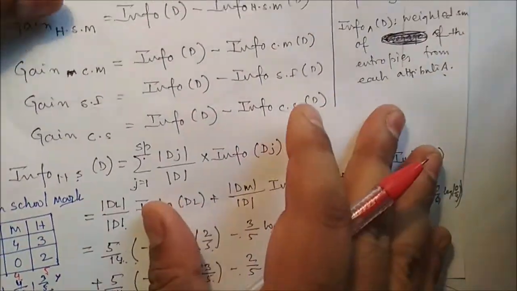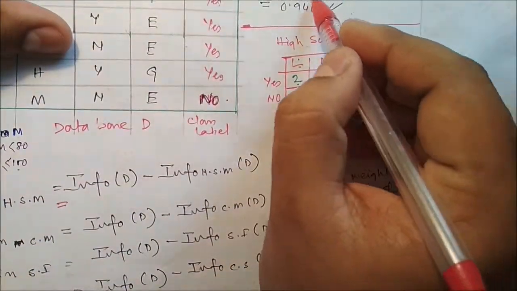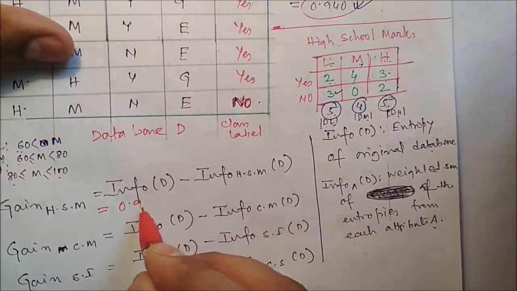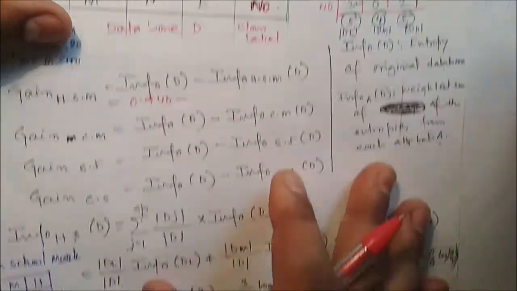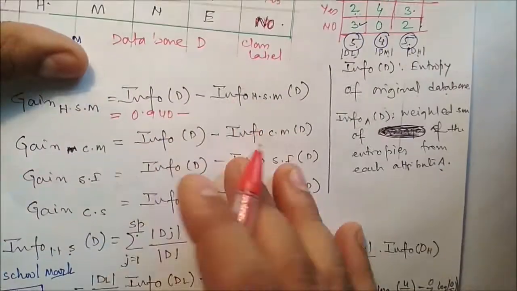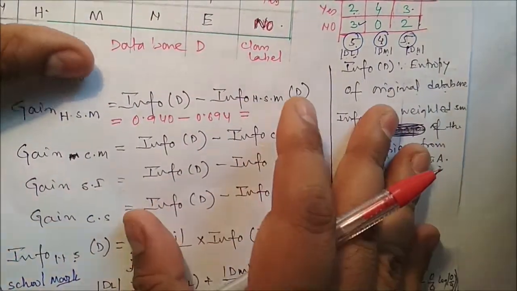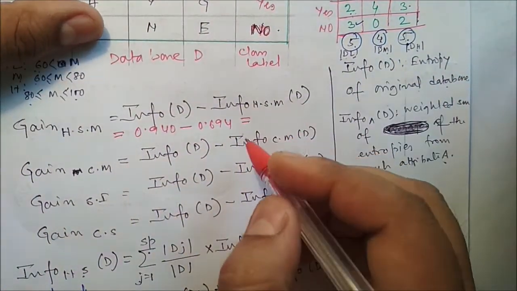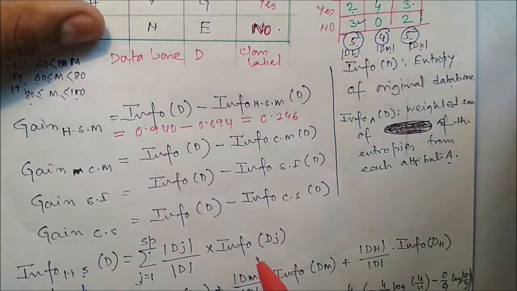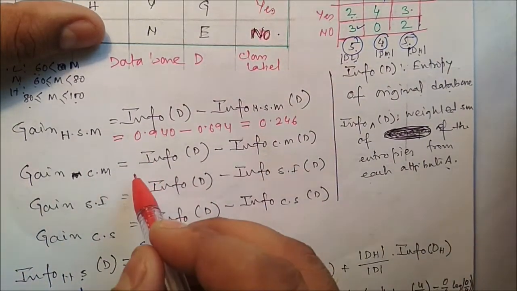Next we have to calculate the gain. What is Info(D)? Info(D) we have calculated as 0.940. So 0.940 minus Info of high school marks, which is 0.694. So the subtraction gives 0.246. Similarly, you have to calculate the other gains.